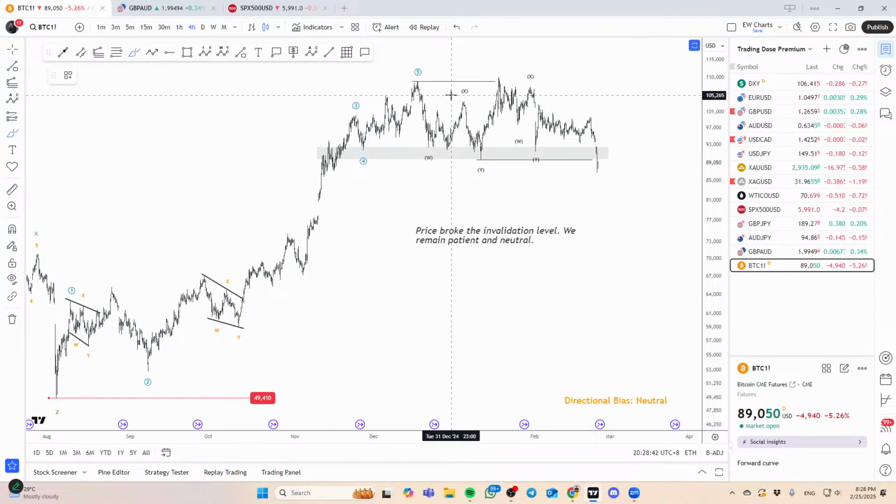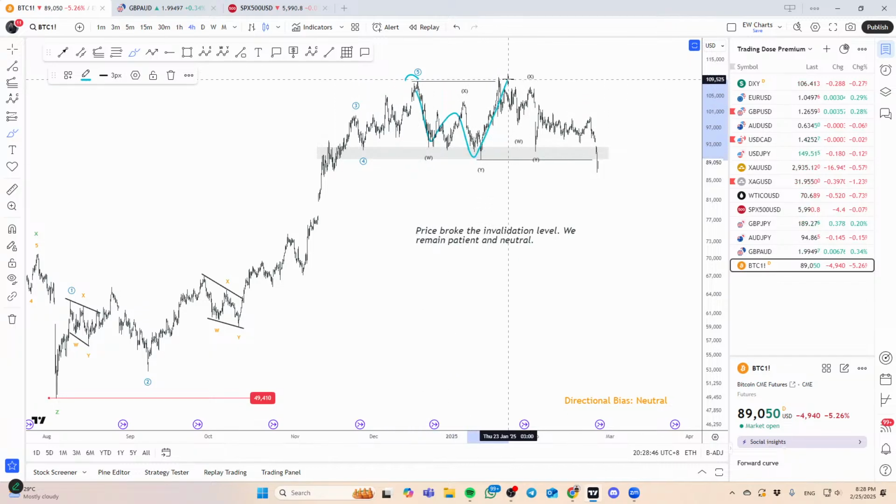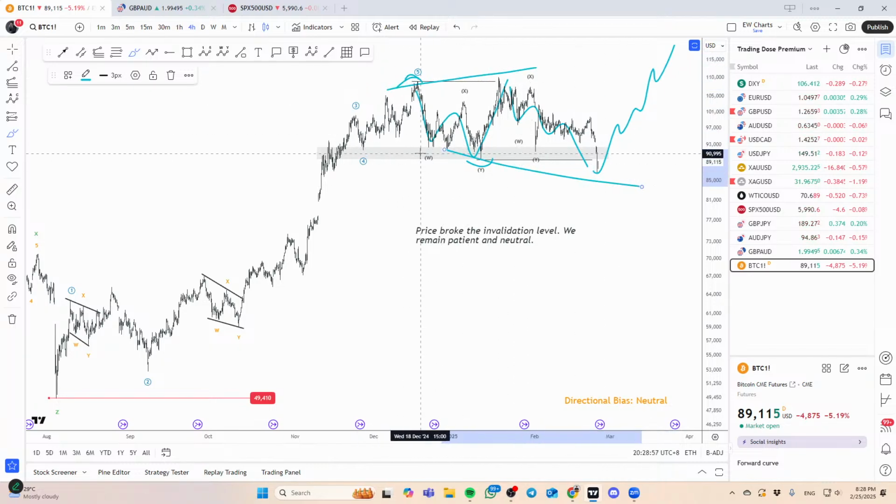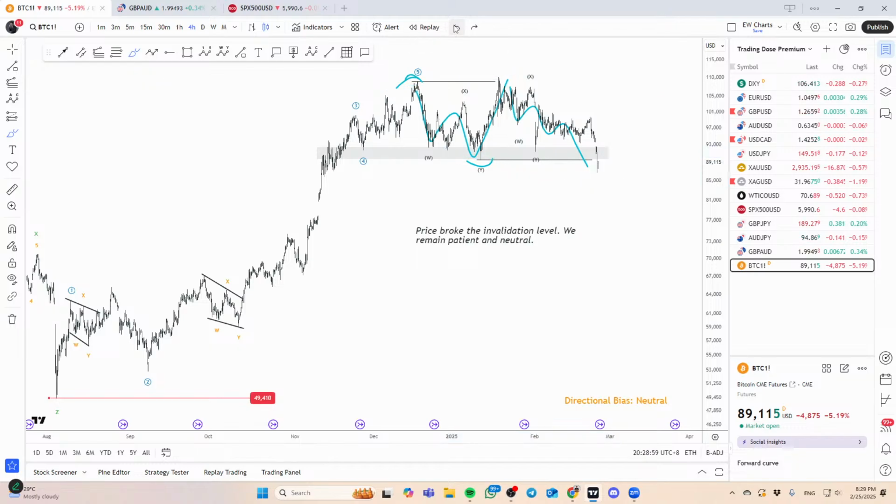Which carries the characteristics of, from this high we have a pullback, and then it moved back up, broke that high but didn't really continue, and then comes back down, breaks the previous low, and then eventually goes back up, right? So that can be what we call an expanding flat. Okay, it's a valid pattern structure in Elliott wave.